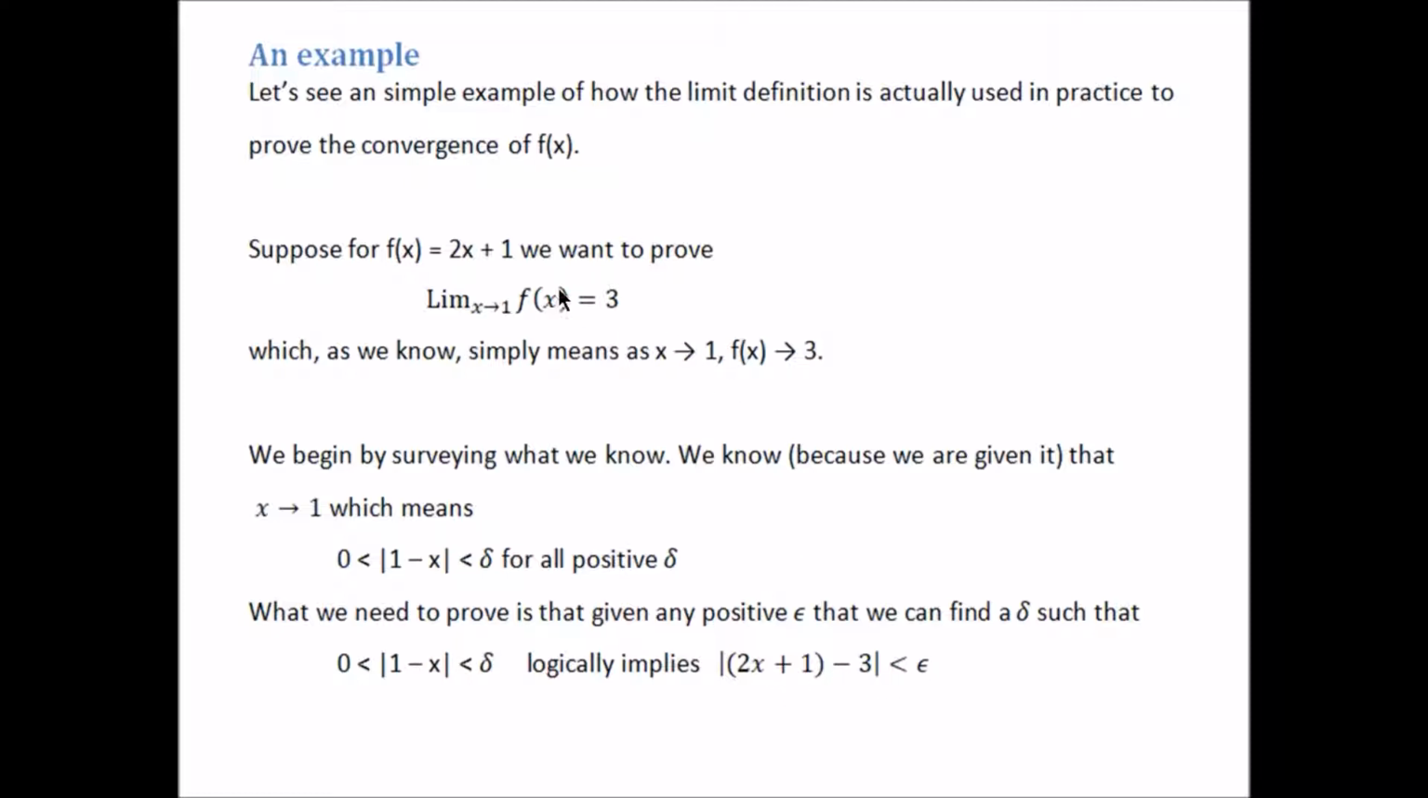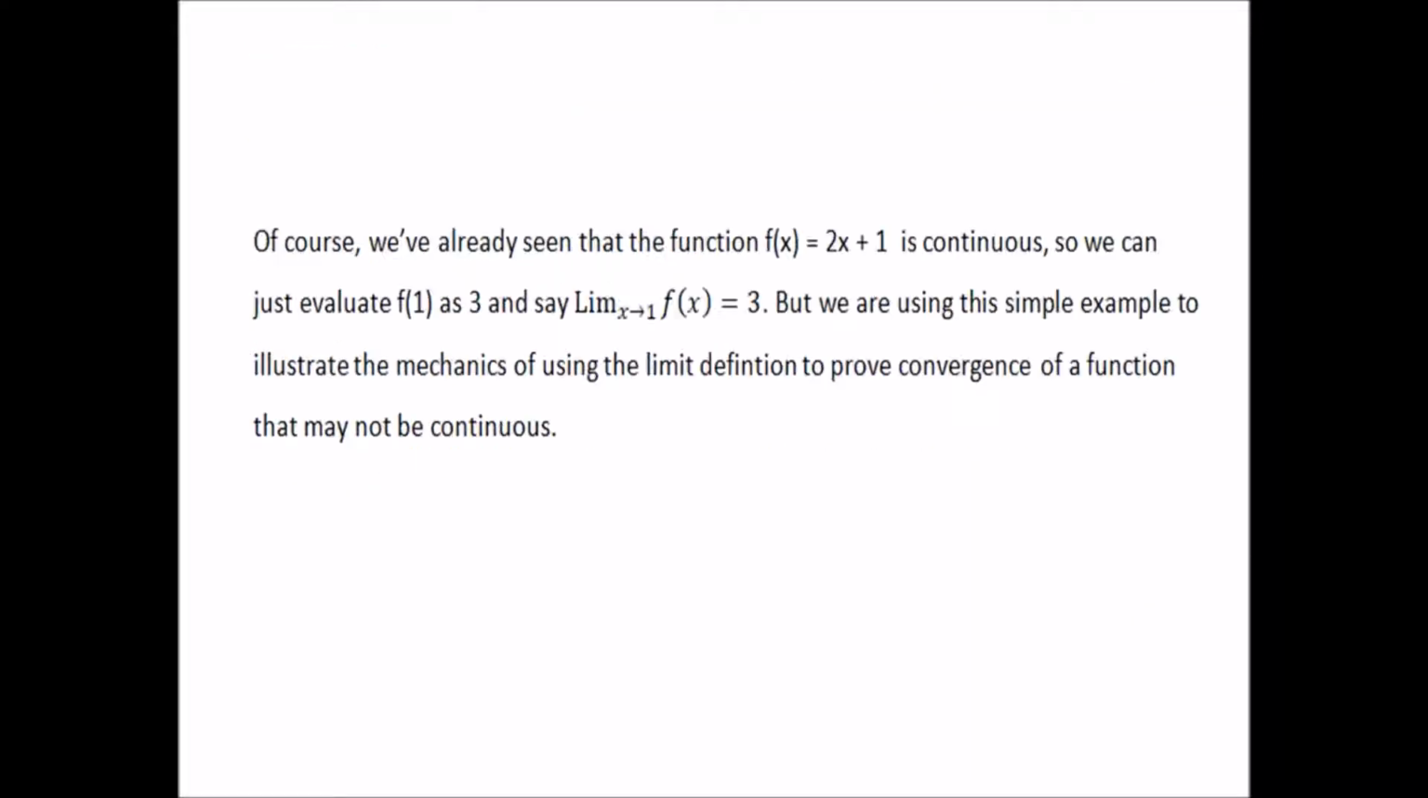Here's our f of x. And we need to prove that that value gets closer and closer to 3, that the distance gets smaller than any positive epsilon we care to name. That's what we need to prove. Now, how are we going to do that? Well, the only way to link this delta and this epsilon is through the definition, the function definition.